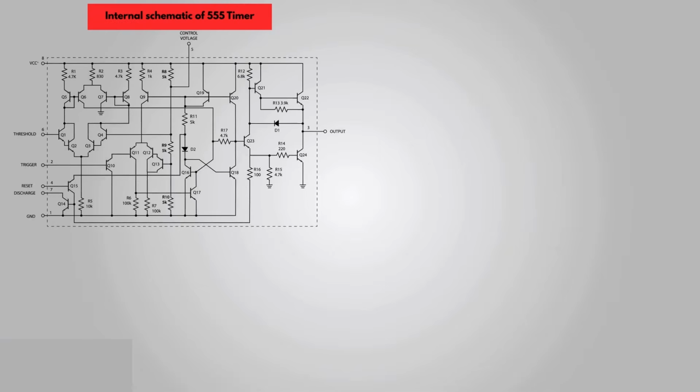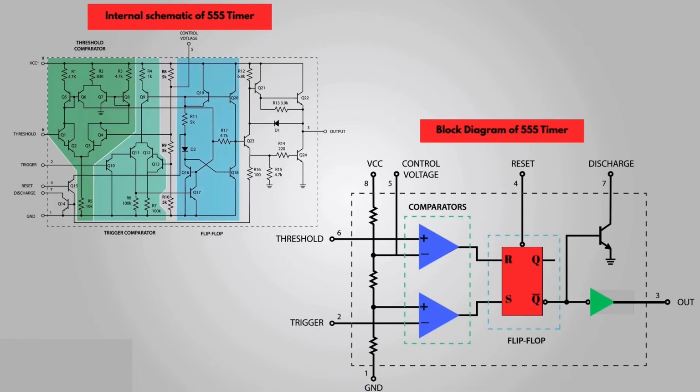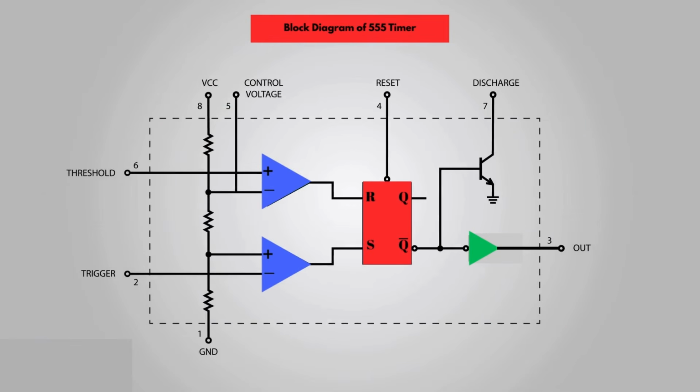Here's the internal schematic of the 555 timer, which consists of 25 transistors, 2 diodes and 15 resistors. Represented with a block diagram, it consists of 2 comparators, a flip-flop, a voltage divider, a discharge transistor, and an output stage. The voltage divider consists of 3 identical 5K resistors, which create 2 reference voltages, at 1/3 and 2/3 of the supplied voltage, which can range from 5 to 15 volts.